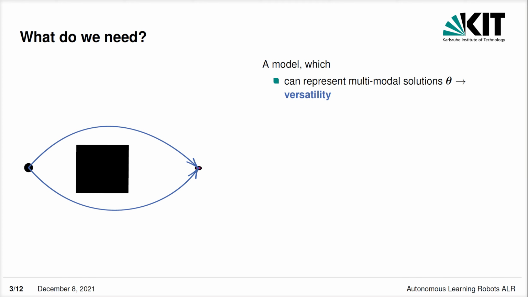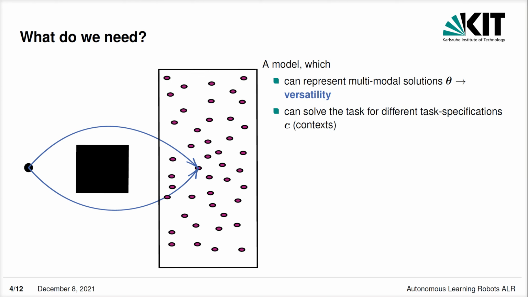So let's ask ourselves, what would we need to train skill libraries for robots that have the aforementioned properties? First, consider this easy example on the left, where a planar robot needs to reach the red point while avoiding the black obstacle in the middle. There exist different solutions to this task, reaching from the left and from the right to the target. Therefore, our model needs to be able to represent multimodal solutions.